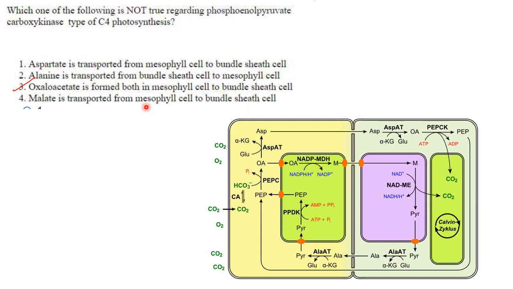Then malate is transported from mesophyll cell to bundle sheath cell. Yes, over here malate is transported from mesophyll cell to bundle sheath cell. Malate is converted to pyruvate. Pyruvate is converted to alanine. Alanine back to pyruvate in mesophyll cell. And then PEP formation and the cycle continues. So the answer here is option 3.